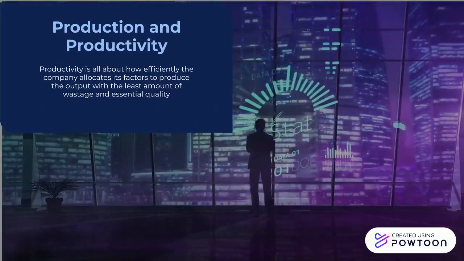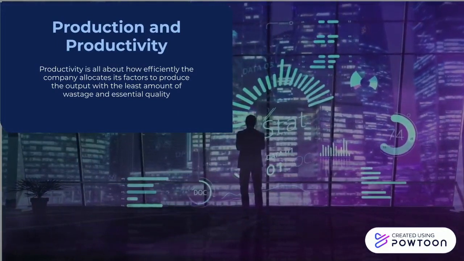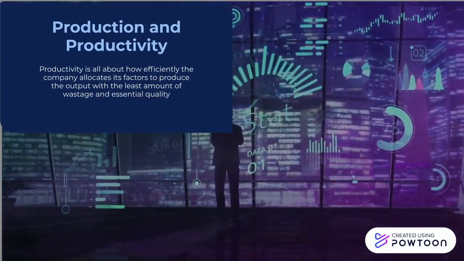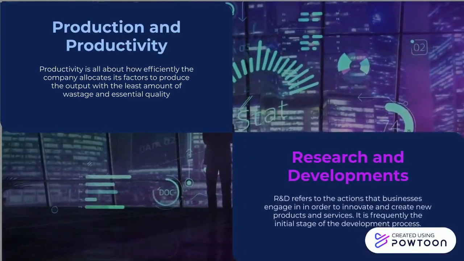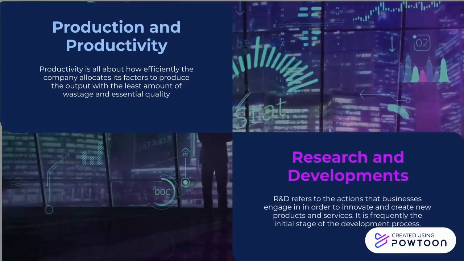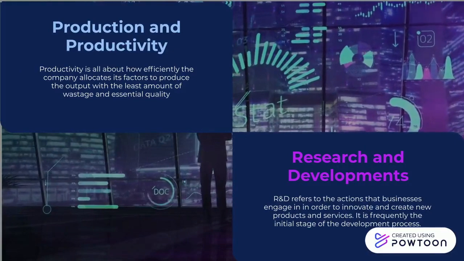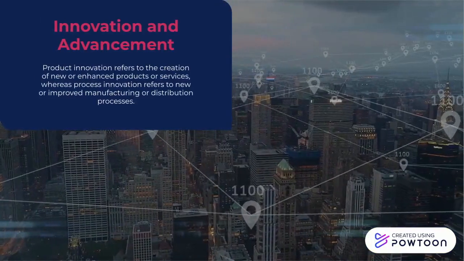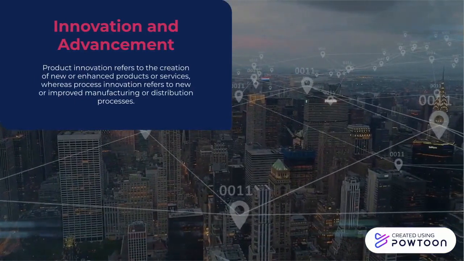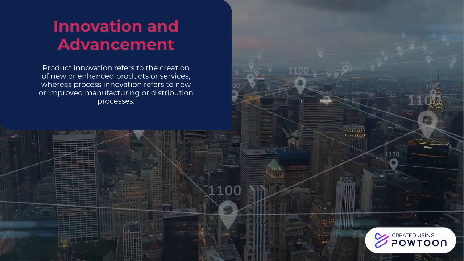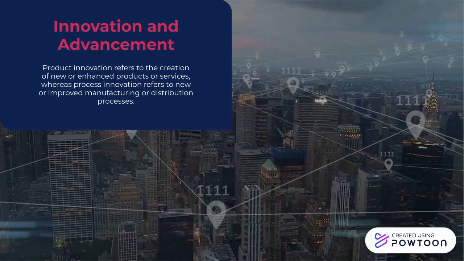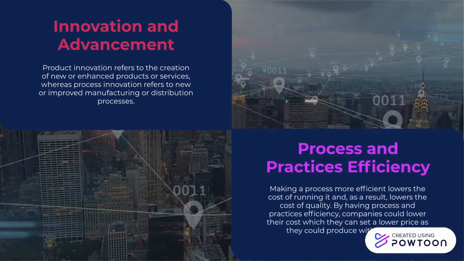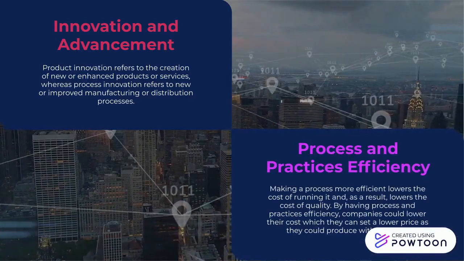Next, productivity is all about how efficiently the company allocates its factors to produce the output with the least amount of wastage and essential quality. R&D refers to the actions that businesses engage in order to innovate and create new products and services. Moreover, product innovation refers to the creation of new or enhanced products or services, whereas process innovation refers to new or improved manufacturing or distribution processes. Process and practices efficiency makes a process more efficient and lowers the cost.